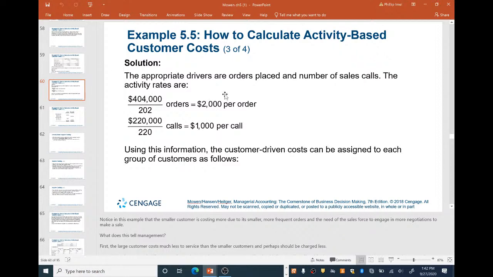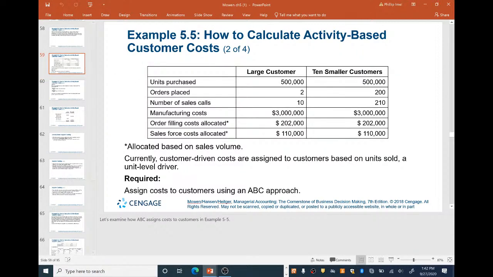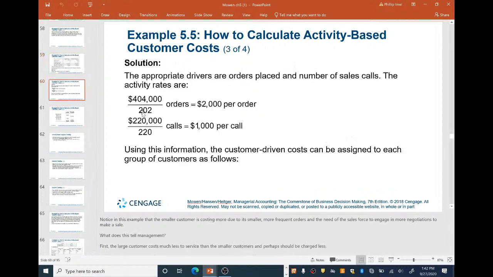The appropriate drivers are orders placed and number of sales calls. We can see here the 404 over the 202, and this is dealing with the orders placed. The total orders placed between the large customer and the 10 smaller customers is 202, with 2 from the large and 200 from the 10 smaller ones. So there's our denominator, the 202.